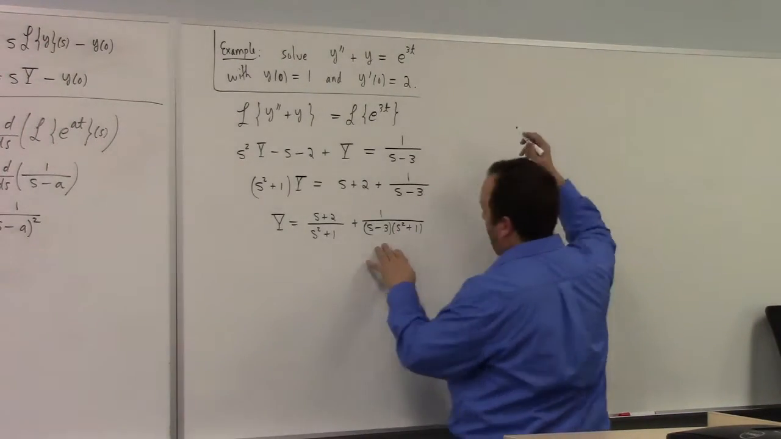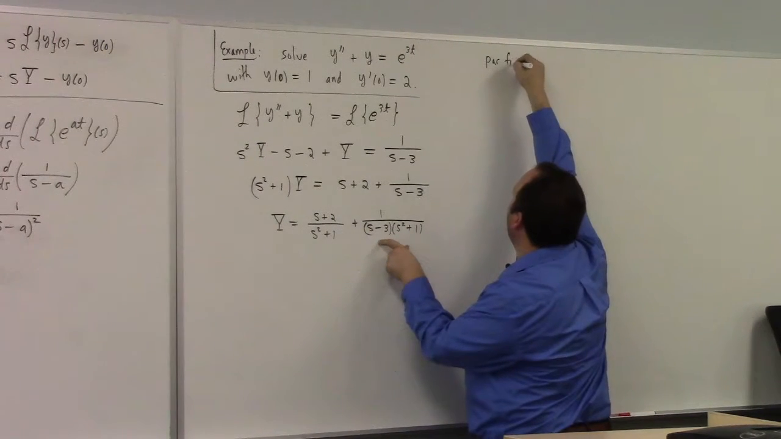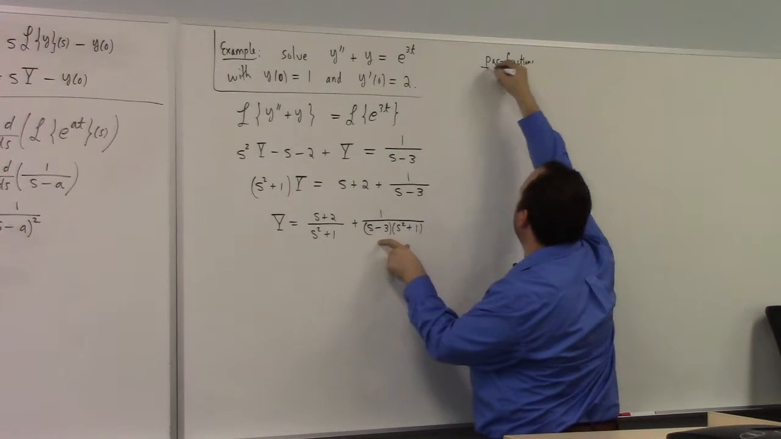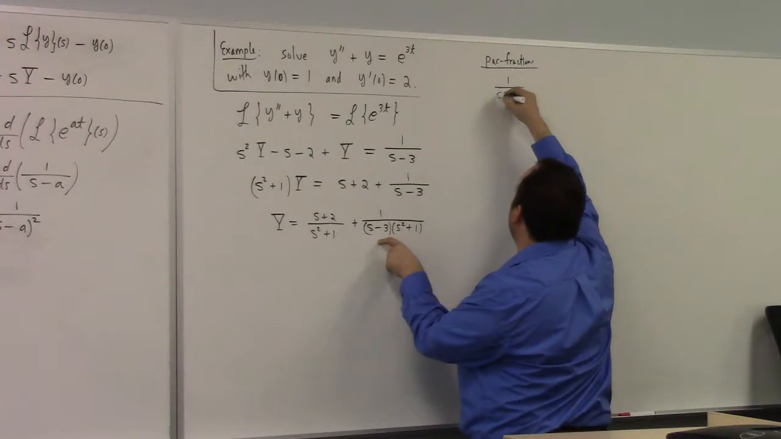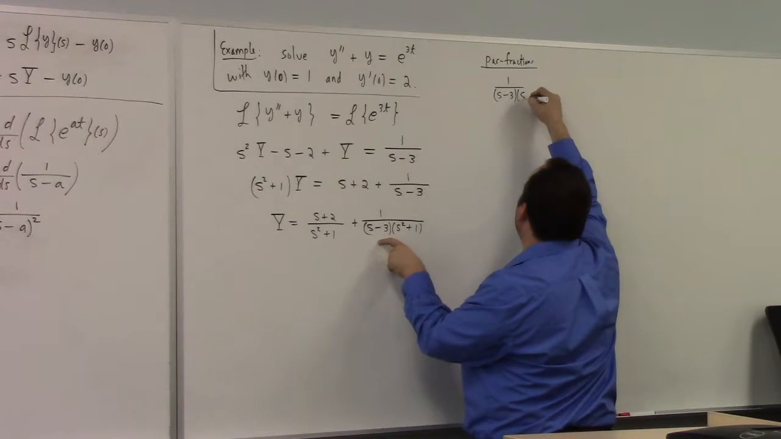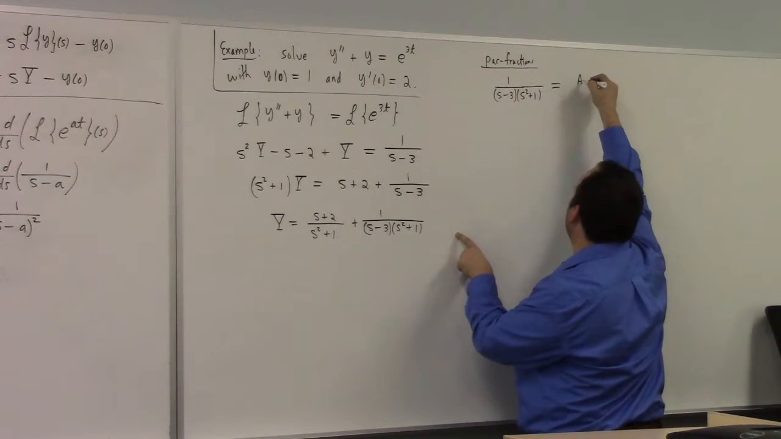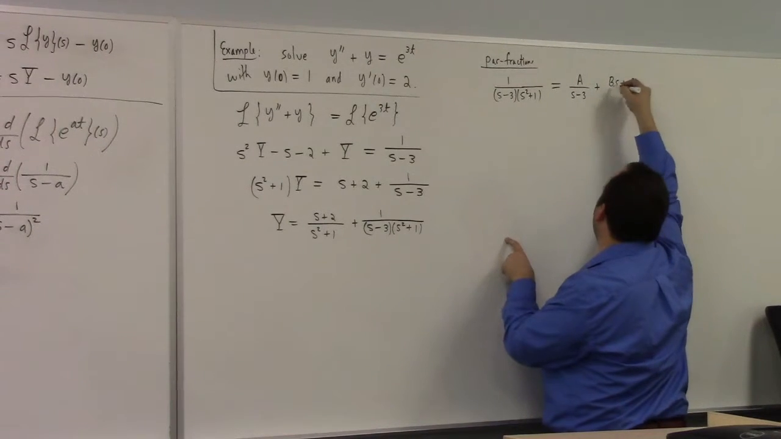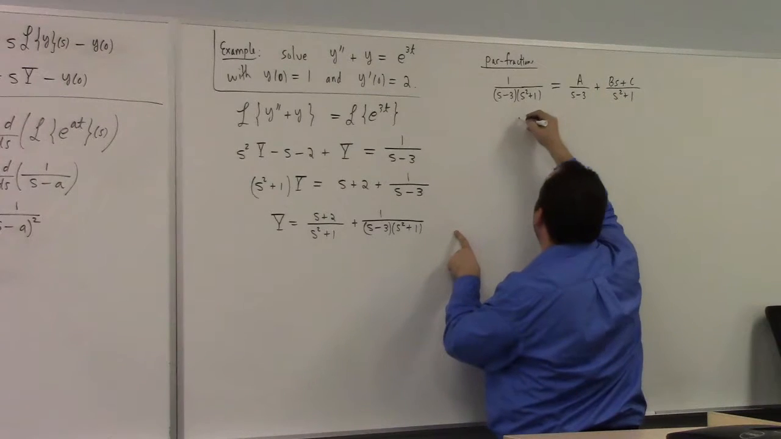So what I'm going to have to do is partial fractions on this piece. What I have is 1 over (s minus 3)(s squared plus 1). The partial fractions decomposition for that will be A over s minus 3 plus (Bs plus C) over s squared plus 1. Multiply this by the denominator.